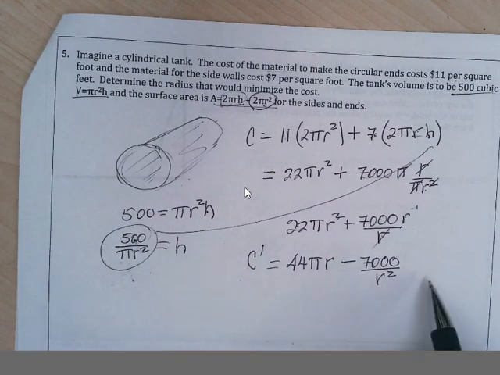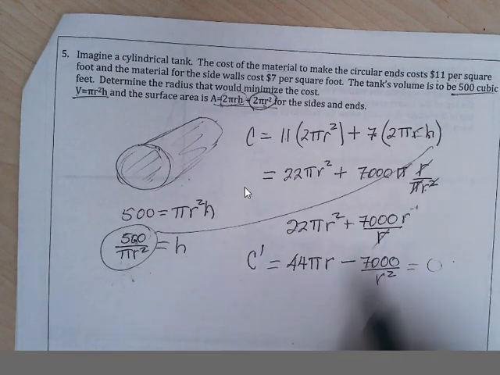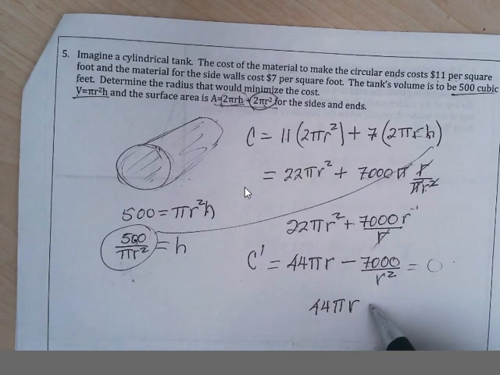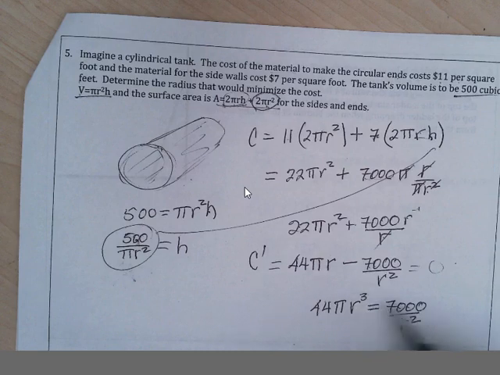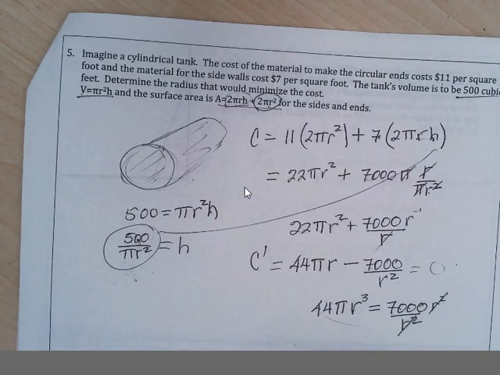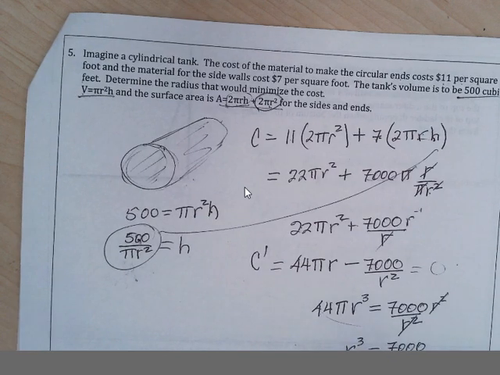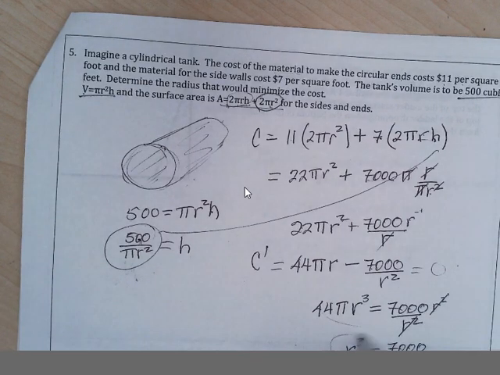Setting that equal to 0, I can add that to the other side, and so I get 44 pi r equals 7,000 over r squared. Multiply both sides by r squared, which makes r cubed. Divide by 44 pi. And take the cube root.